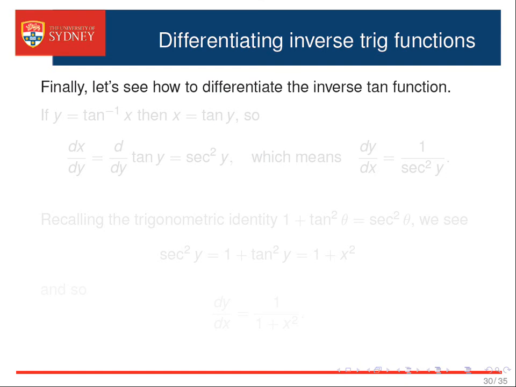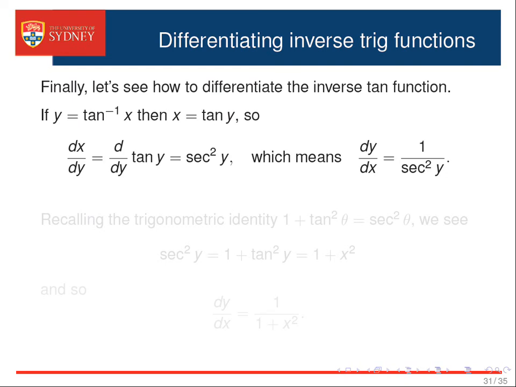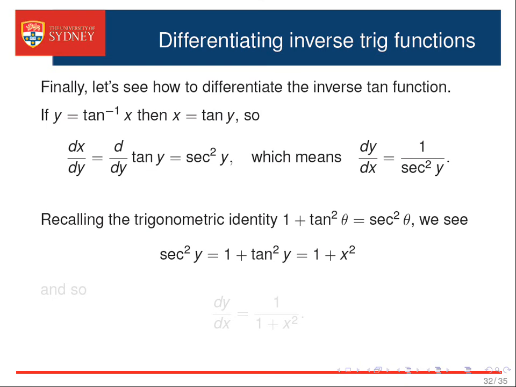Finally, let's see how to differentiate the inverse tan function. We'll need to remember another trig identity here. Remembering that y equals inverse tan x means x equals tan y, we have dx/dy is d/dy of tan y, which is sec squared y, because the derivative of tan is sec squared, so dy/dx is 1 on sec squared y. Here's where the trig identity comes into it. We know 1 plus tan squared is sec squared, so sec squared y is 1 plus tan squared y, which is 1 plus x squared, since tan y is x. So dy/dx is 1 over 1 plus x squared.